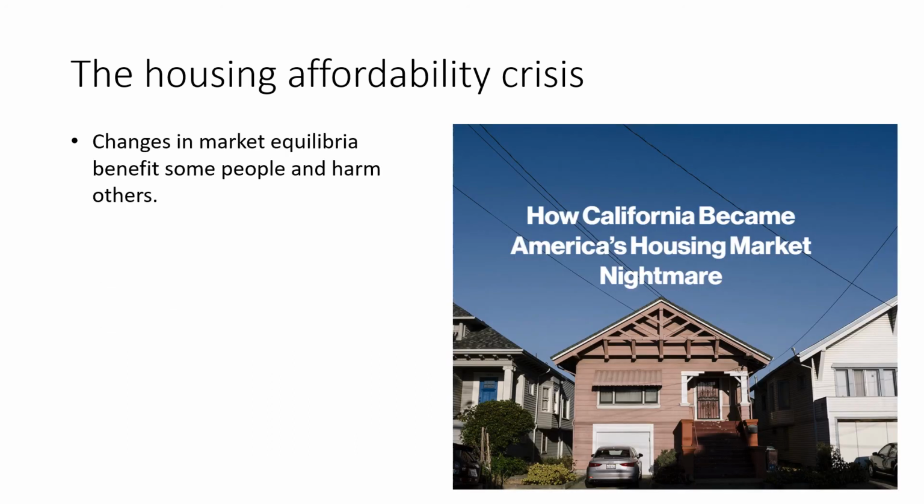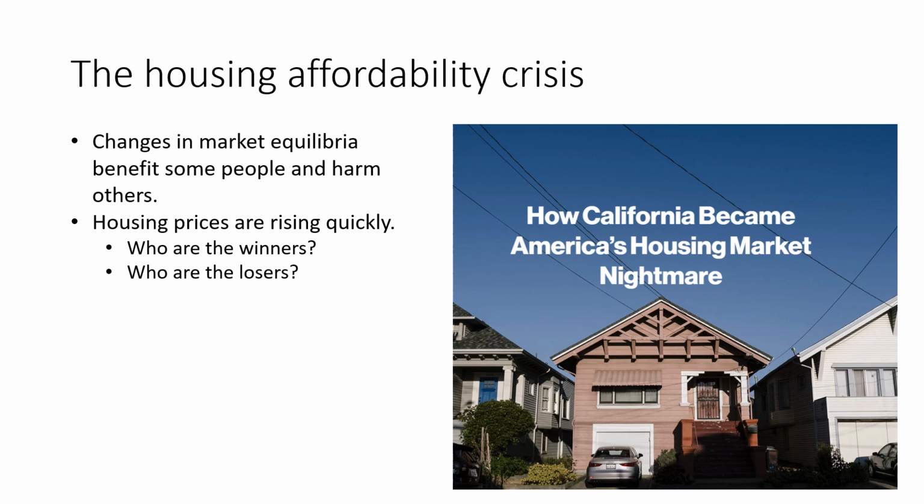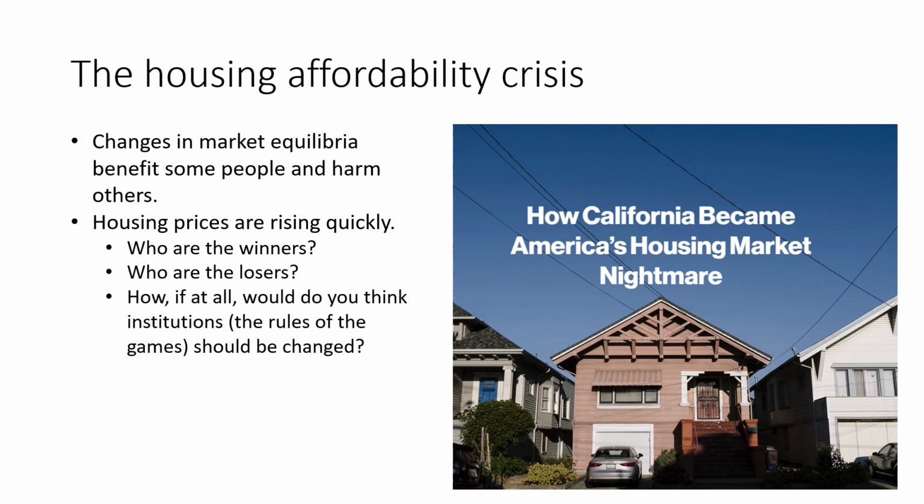So changes in market equilibria benefit some people and harm others. Whenever there's a change in price, it's going to help one side of the market and hurt the other. Housing prices are rising very quickly. The winners, obviously, are the people who are building homes or the people who own a bunch of homes and rent them out to others. The losers are people who don't own a home and are renting from somebody and had to pay more and more money, or would like to buy a home but can no longer afford to purchase one. You can think about how, if at all, the rules of the game could be changed to improve this outcome.